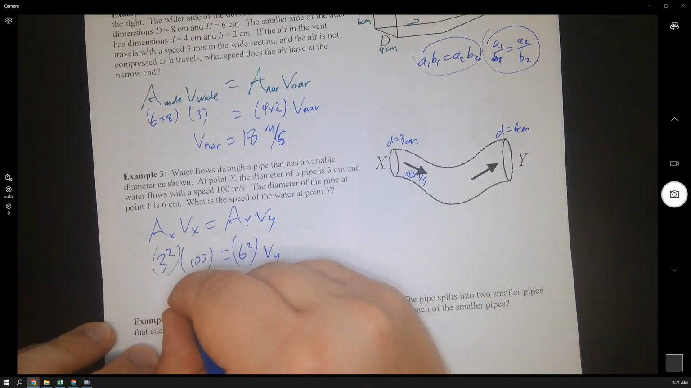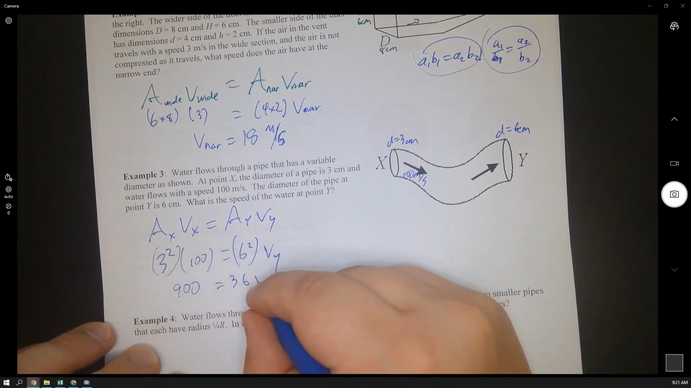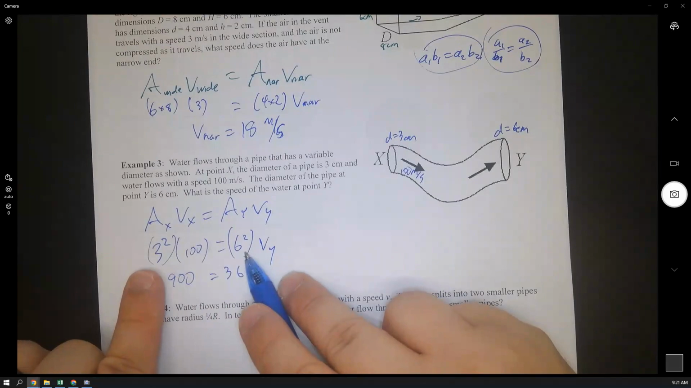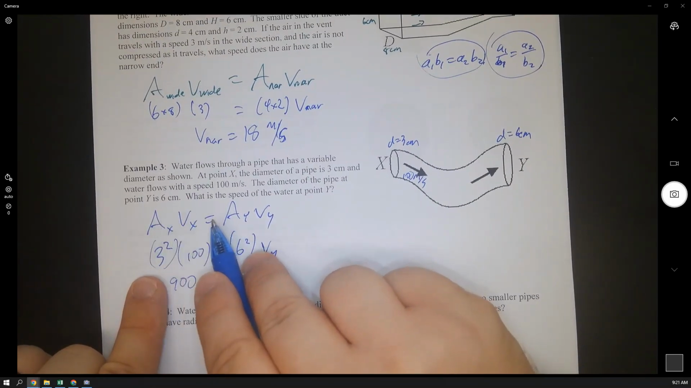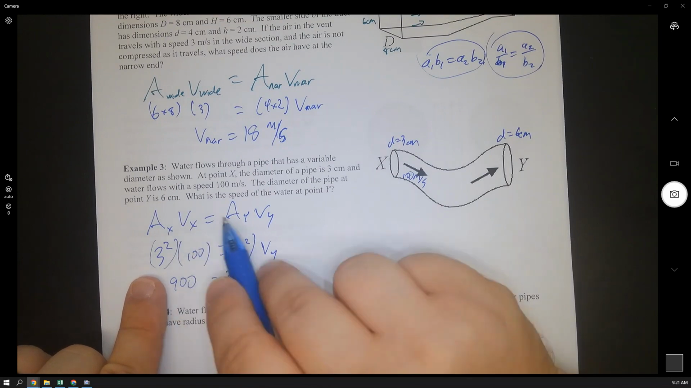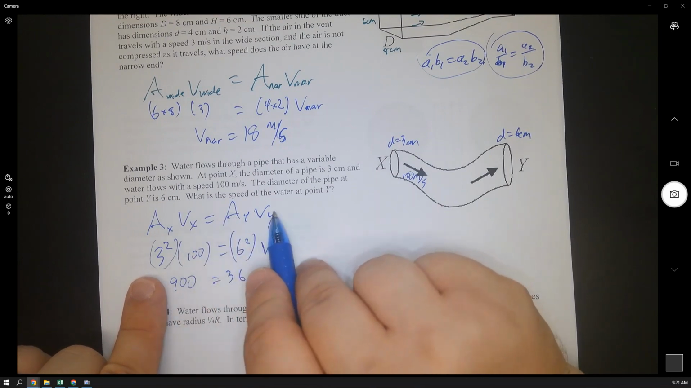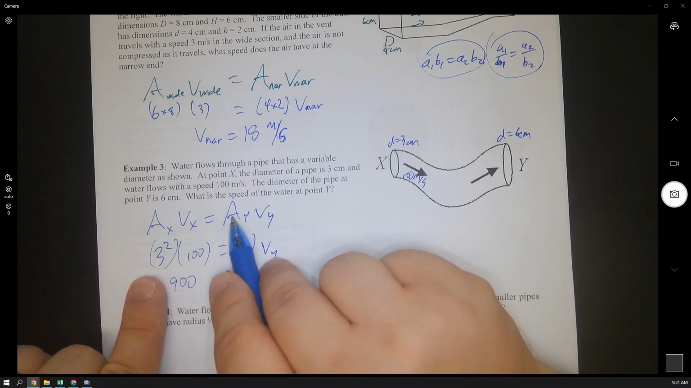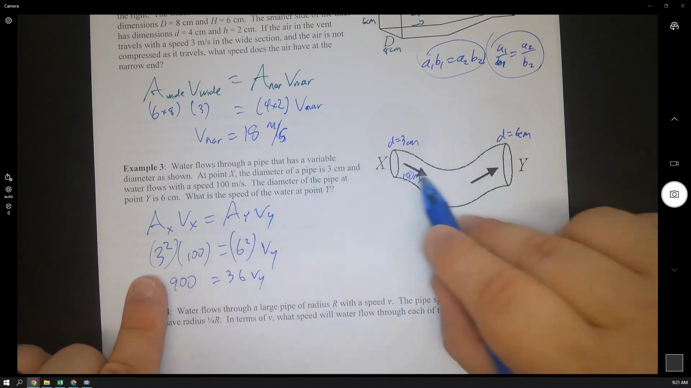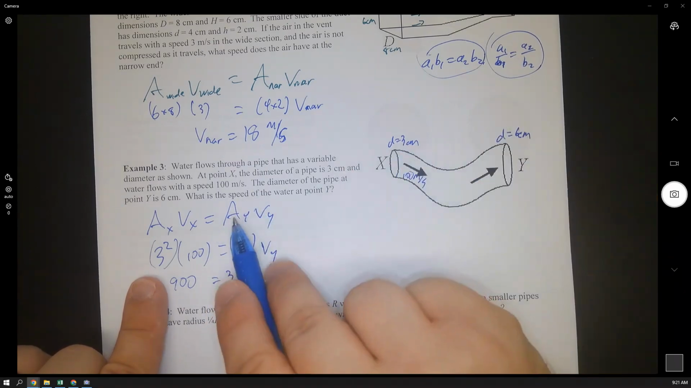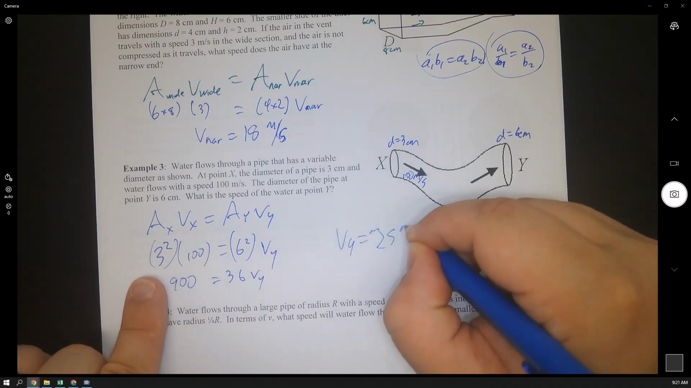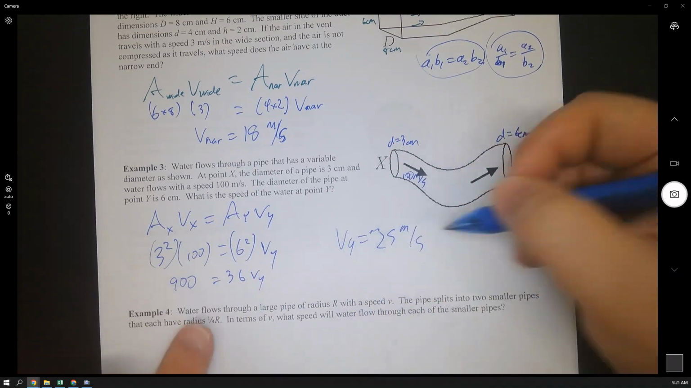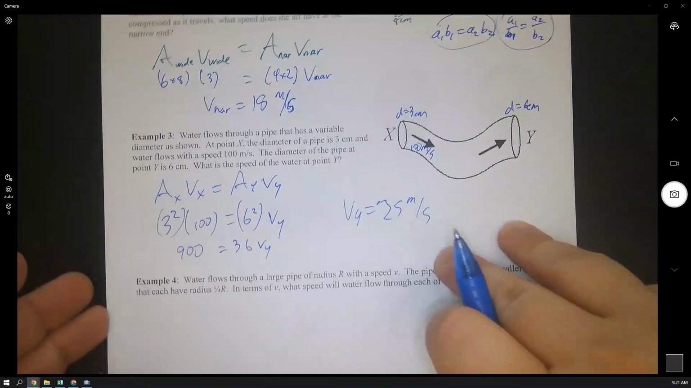Okay, this is 900 equals 36 Vy. Or you know what you can just say? You can just say that this is 4 times the area. I'm sorry. This is 4 times the area. So that's got to be 1/4 the velocity. 4 times the area, double the diameter or double any length, 4 times the area, 1/4 the velocity. So velocity is 25 meters per second, right? Get your students to think proportionally that way, okay?